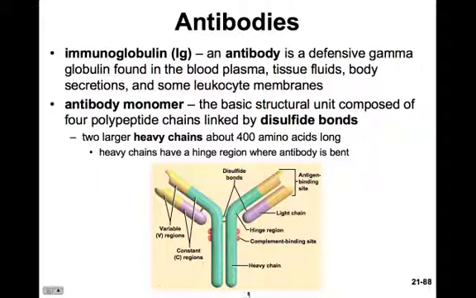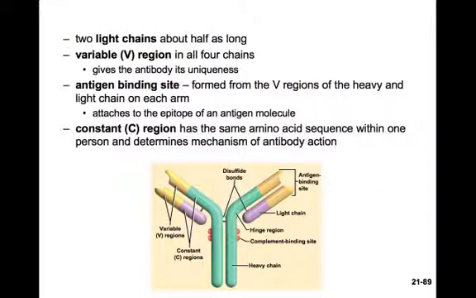Below we have a picture of an antibody monomer. This is the basic structural unit of an antibody, and it's composed of 4 polypeptide chains. And they're linked by disulfide bonds. I don't want you to get too much into the detail of the structure of these antibodies, but recognize that there are 2 larger heavy chains and 2 lighter chains, and they're pretty much identical to each other, except for this yellow region here, the variable regions. And that their antigen binding sites are at the end of these little Y arms. This is where the epitope of an antigen molecule will bind.